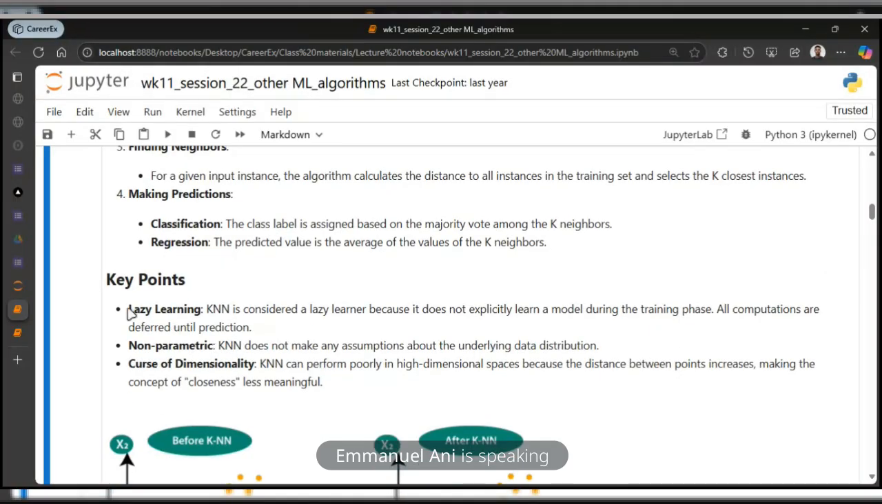So there are some key points to note for KNN. KNN is a lazy learner, right? It's a lazy learner basically, because it does not explicitly learn a model. Right, this is what I've explained already. It does not learn a model the same way linear regression learns a model.